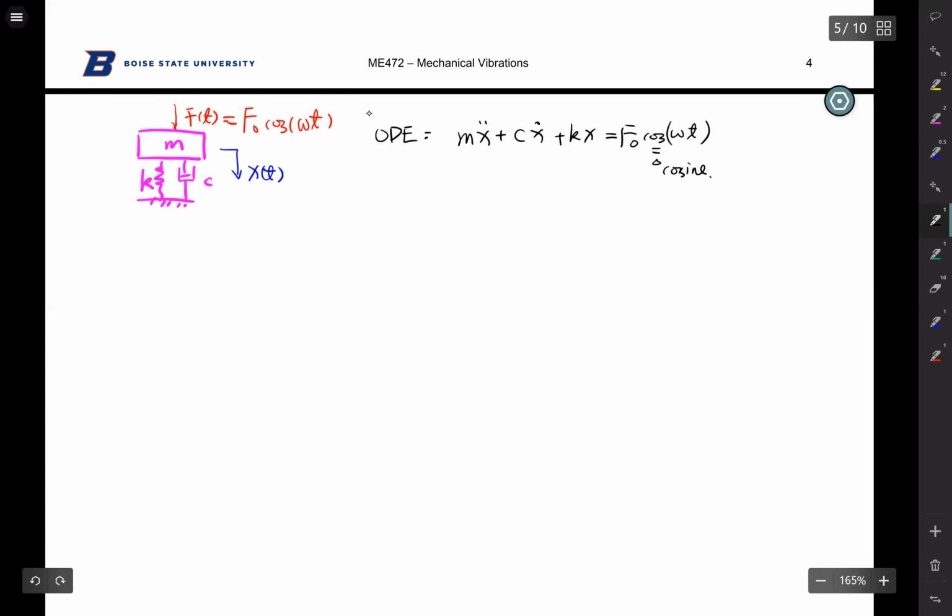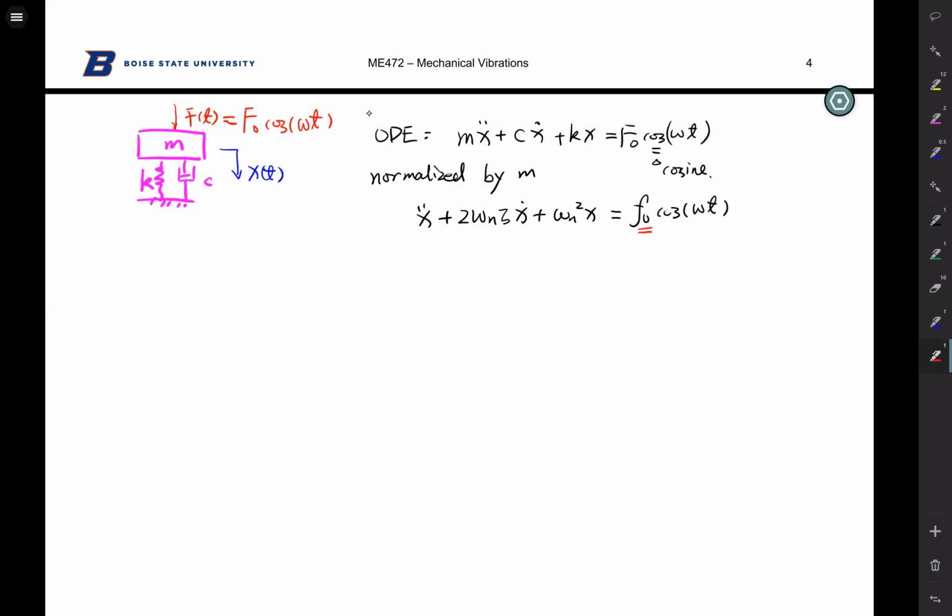Okay? So to simplify our discussion, we just normalize both sides by m. In this case, then we have x double dot plus 2 omega n zeta x dot plus omega n squared x equals f naught cosine omega t. One thing you have to pay attention to is that in this format, your force amplitude is no longer big F naught. It actually becomes small f naught, which is F naught divided by m. So that means your f naught has a unit of Newton per kilogram. Right? Then we discussed this standard format of a harmonically excited second order system.